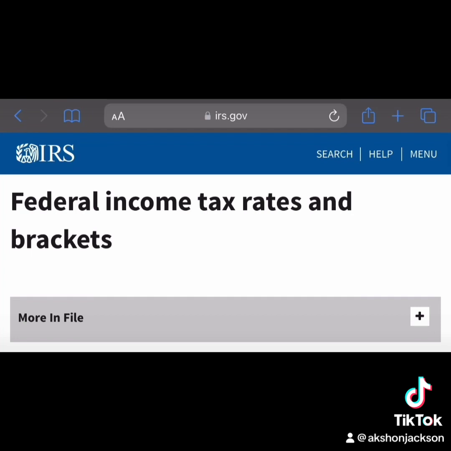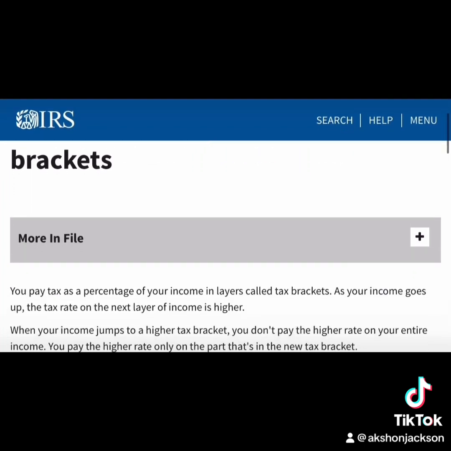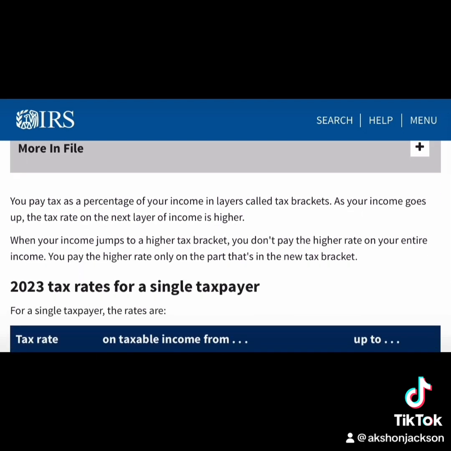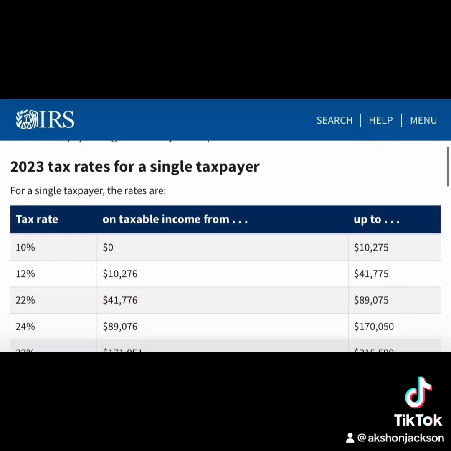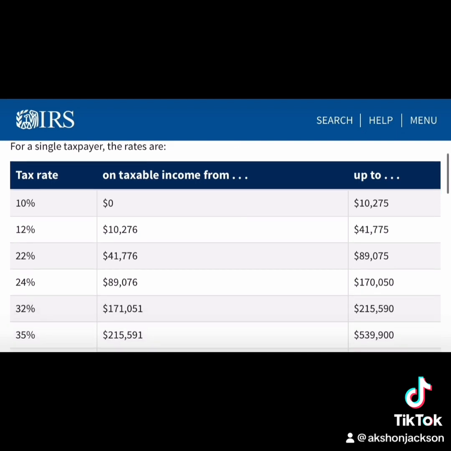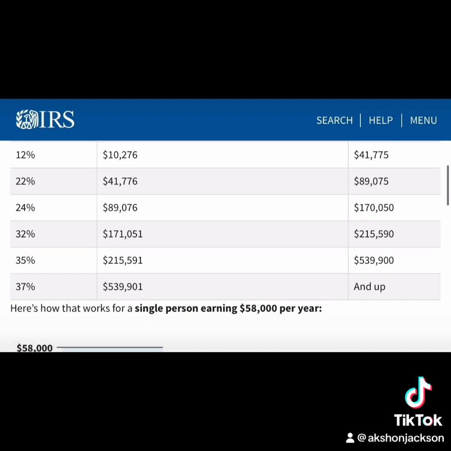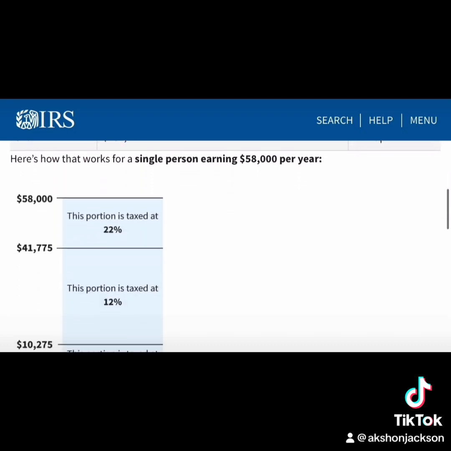Okay, so the first thing I did is I get the info from the horse's mouth. Okay, we got the IRS website here. It says you pay a tax percentage of your income in layers called tax brackets. As income goes up, the tax rate goes up on the next layer of income higher. So when it jumps to the next bracket, you don't pay tax on everything. You pay tax on the higher rate above the part that's in the new tax bracket. So example for a single payer, right? You got tax brackets, 10%, $0, 12%, 10 grand, 22%, 41, etc. As it goes up, you pay more and more tax on what you have.